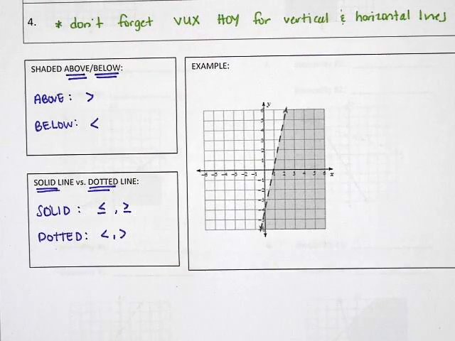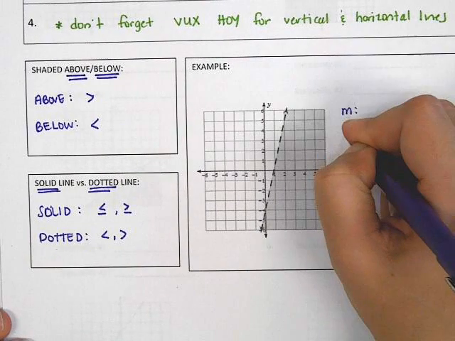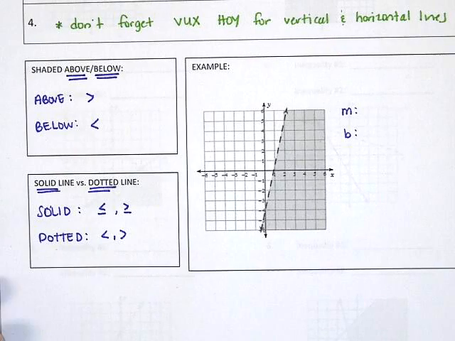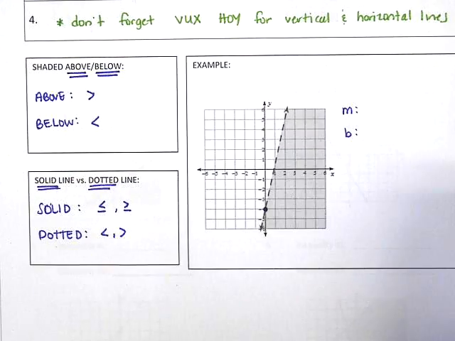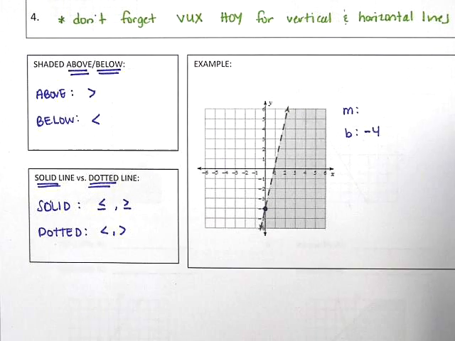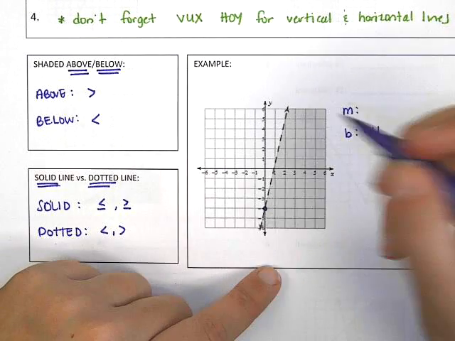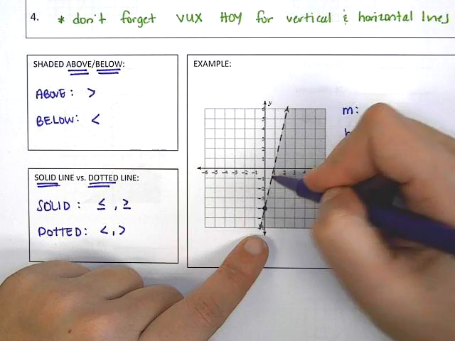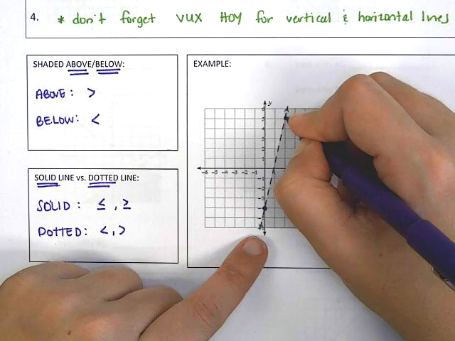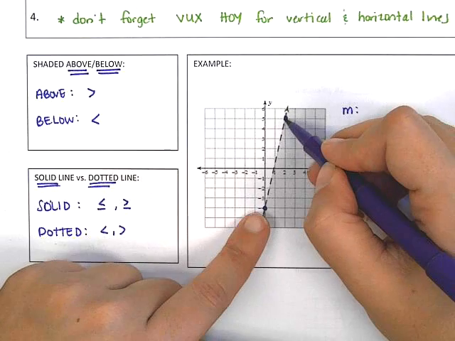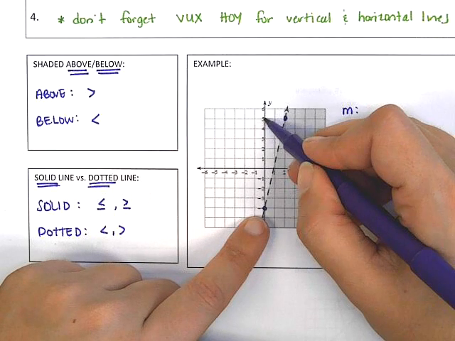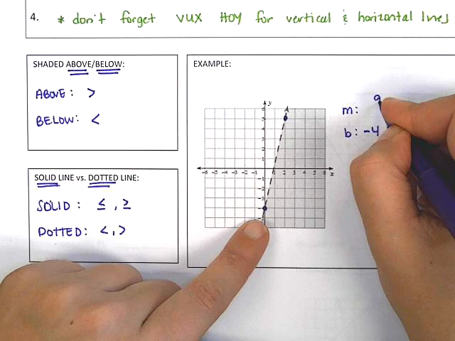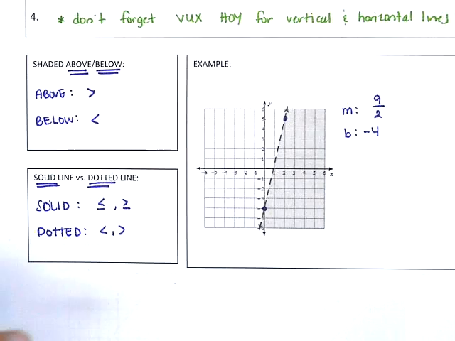For example, in this problem, I'm going to need to start by finding my slope and my y-intercept. Now, I would suggest finding the y-intercept first. I think that's always easiest, which would be -4. To find my slope, I need to find another perfect value that my line goes through. So I see another one up here. If I count, my rise would be 9 and my run would be 2. So I would have 9 over 2.